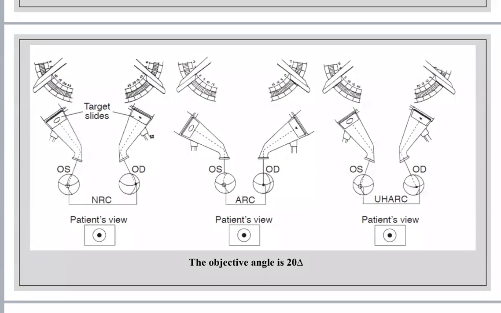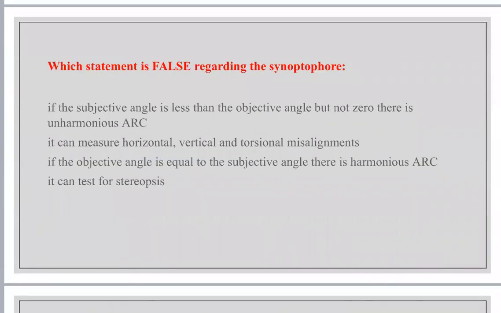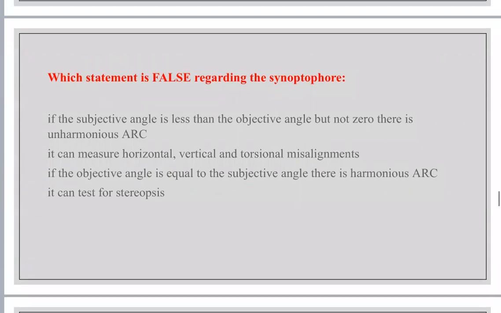Look at this example. This patient has to adjust by 5 and 5. This means that this patient has 10 prism diopter as a subjective angle. This means that this patient has an element of anomalous retinal correspondence, but it is not sufficient. He has to adjust. So this patient has an unharmonious ARC. So you do have two methods of detecting whether the patient has harmonious or unharmonious ARC, which are the red glass test and the synoptophore.